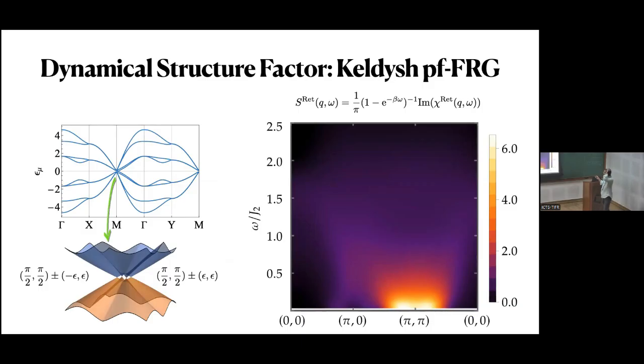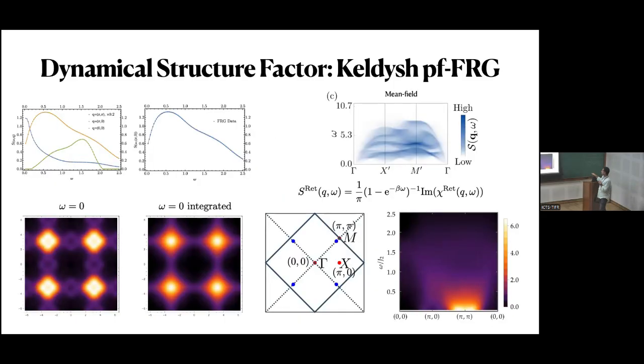This is the result from the Keldysh FRG, a method purely based on correlators which knows nothing about wave functions, nothing about symmetries, brute force RG. You see that the dominant spectral weight is not at pi pi. This is FRG done on the real frequency axis. This is the dynamical structure factor obtained from Keldysh, the one below.